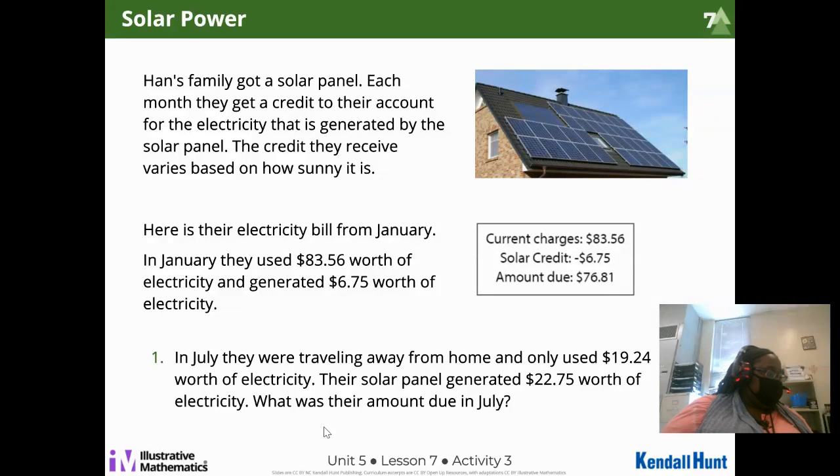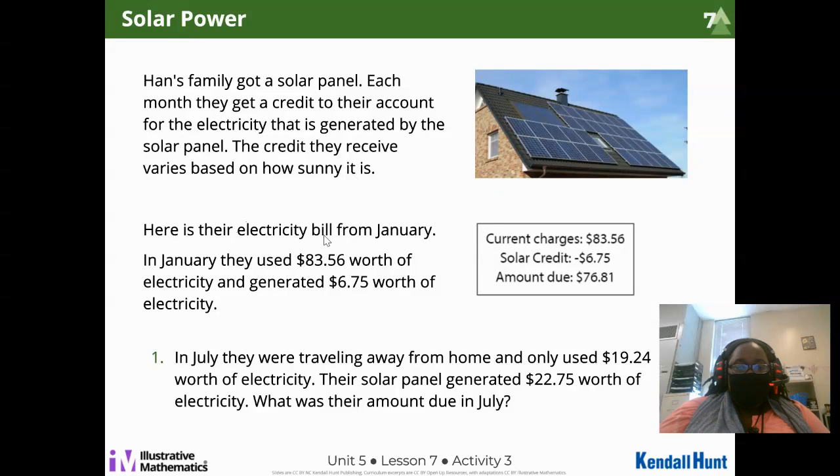All right, now we have a real world application problem. They gave us solar panels. It says Hans' family got a solar panel. Each month they get a credit in their account for the electricity that is generated by the solar panel. The credit they receive varies based on how sunny it is.